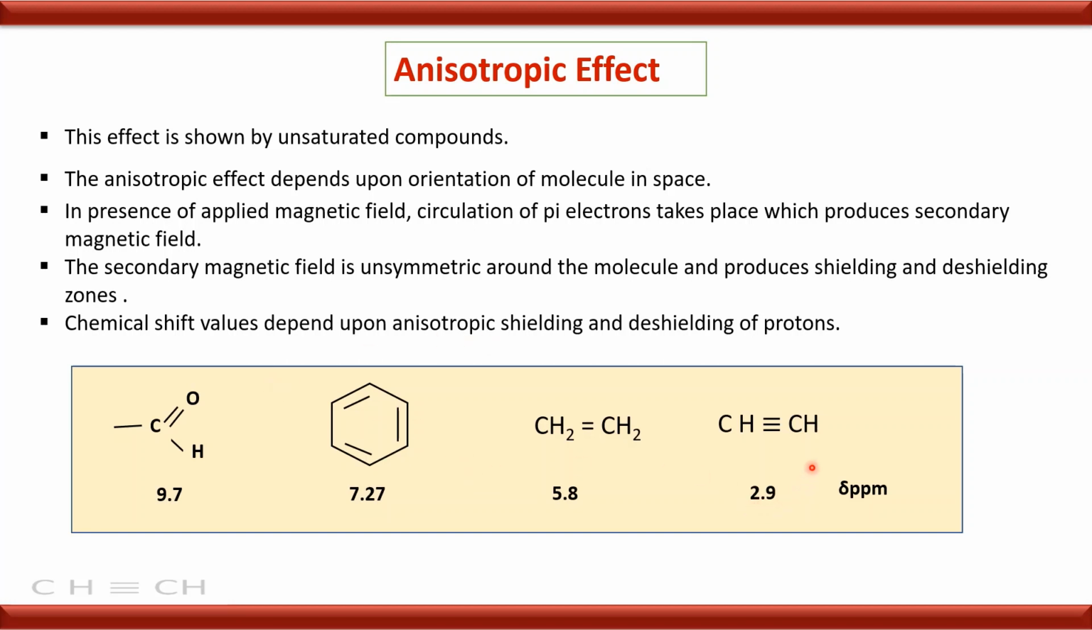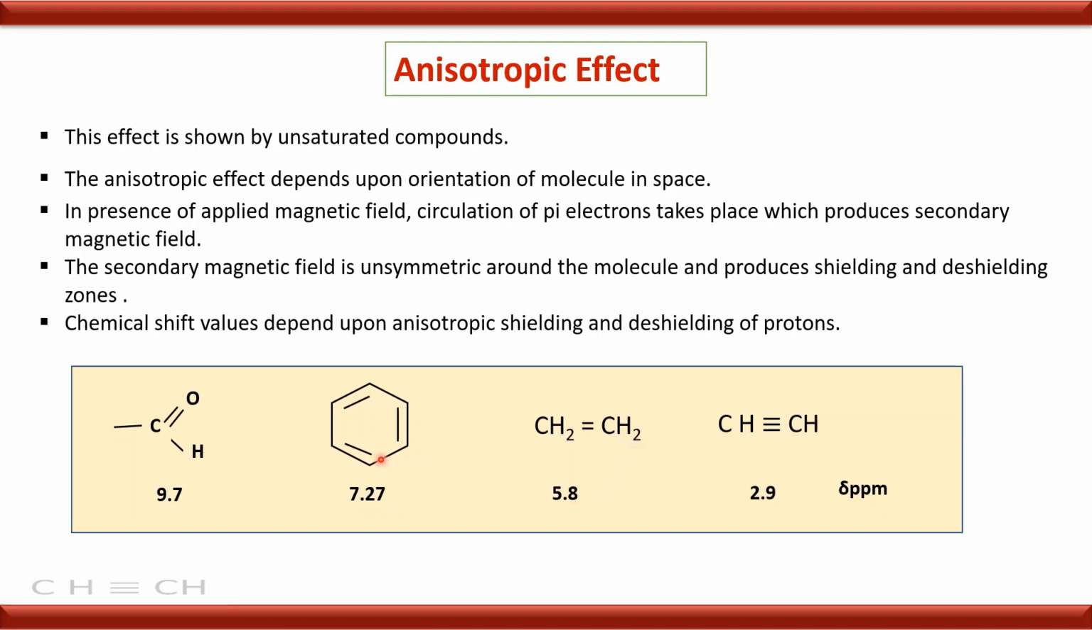For example, in the case of acetylene, its orientation is parallel to the applied magnetic field, and the proton is present in the shielded zone. When the proton is present in the shielded zone, chemical shift values are less because such a proton requires higher magnetic field strength to come under resonance. In the case of ethylene, the proton is present in the de-shielded zone and its chemical shift value is higher.